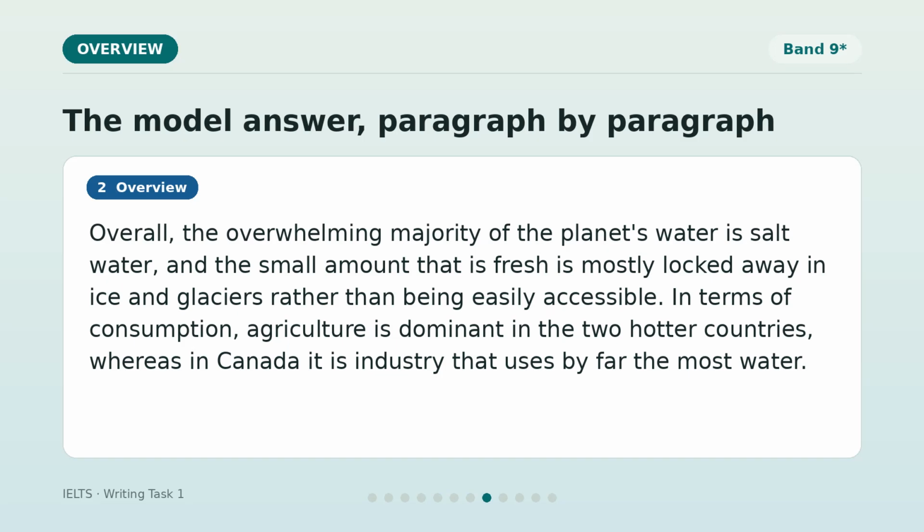Paragraph 2. The overview. Overall, the overwhelming majority of the planet's water is salt water, and the small amount that is fresh is mostly locked away in ice and glaciers rather than being easily accessible. In terms of consumption, agriculture is dominant in the 2 higher countries, whereas in Canada it is industry that uses by far the most water.